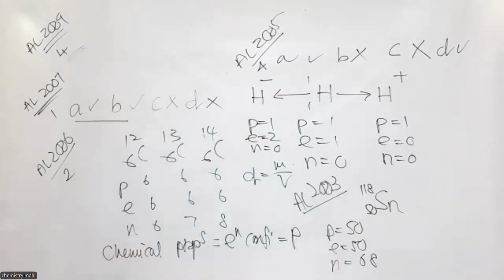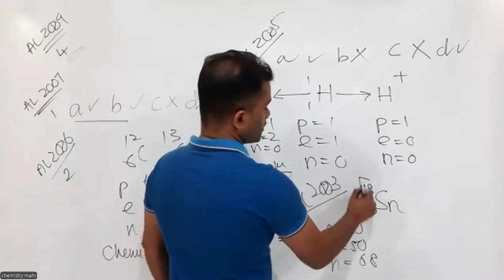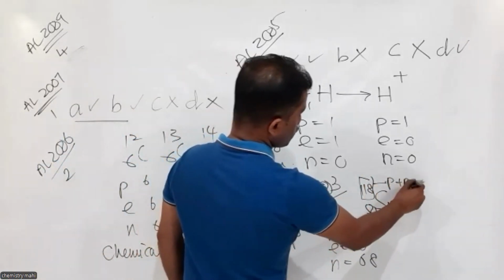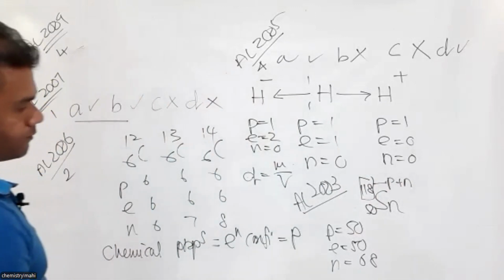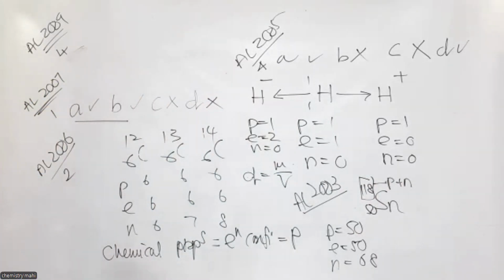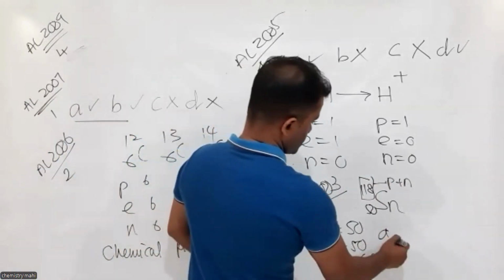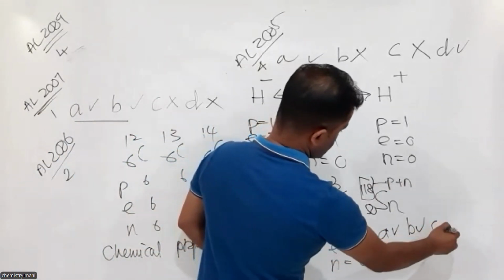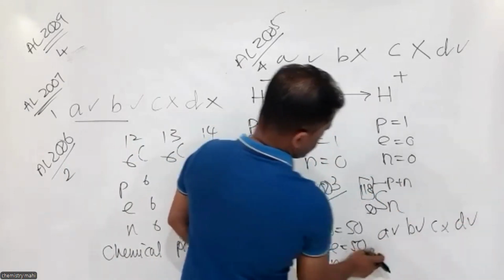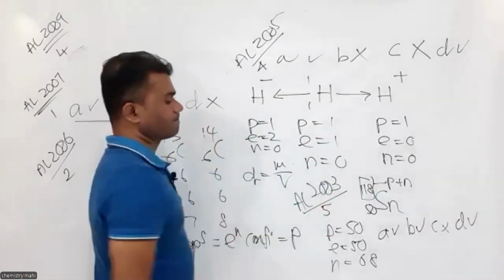Those are the numbers. It has 50 electrons, yes. It has 50 protons, yes, that's correct. It has a total number of 118 electrons and protons? No. 118 is the mass number. Mass number means the number of protons and neutrons, not electrons. That's wrong. D, it has 68 neutrons. Yes, 68 neutrons are available. A, B, D correct. In 2003, A correct, B correct, C wrong, D correct.